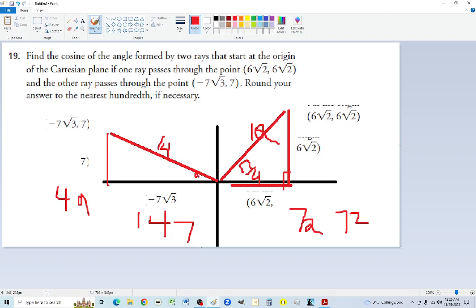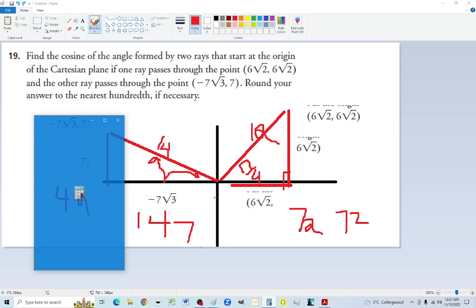Which means the cosine of this angle is the adjacent over that. We don't need to do this one, but the cosine of this one is that over that. And it's going to give you that. But let's figure out this one first. Let's use the tangent. Or let's use the cosine. What's this divided by that? We're going to make this positive just to find the acute angle, though.